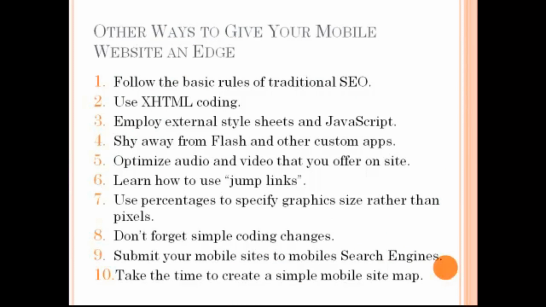Other ways to give your mobile website an edge. Follow the basic rules of traditional SEO. Use XHTML coding. Employ external style sheets and JavaScript. Shy away from Flash and other custom apps. Optimize audio and video that you offer on site. Learn how to use jump links. Use percentages to specify graphics size rather than pixels. Don't forget simple coding changes. Submit your mobile sites to mobile search engines and take the time to create a simple mobile sitemap.